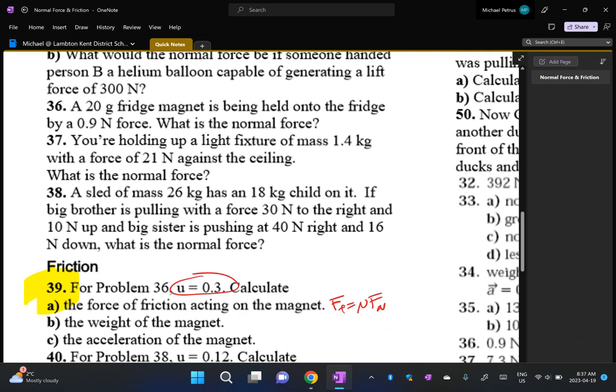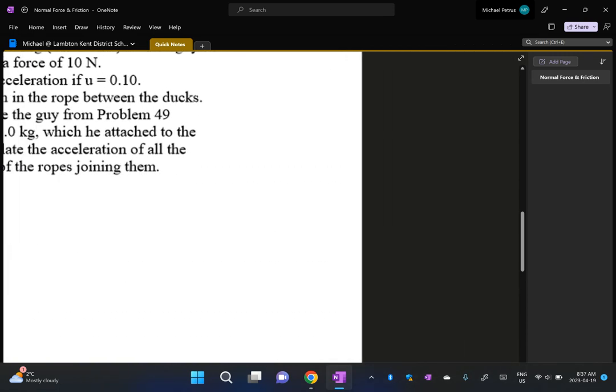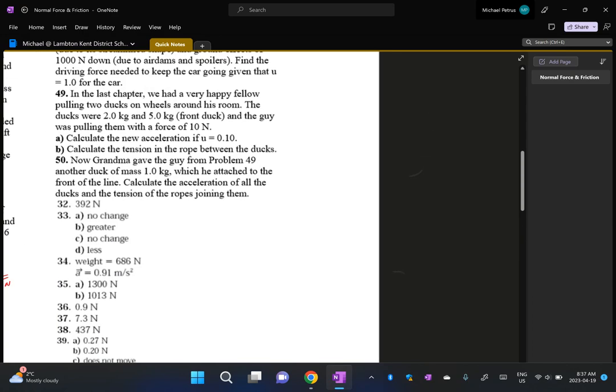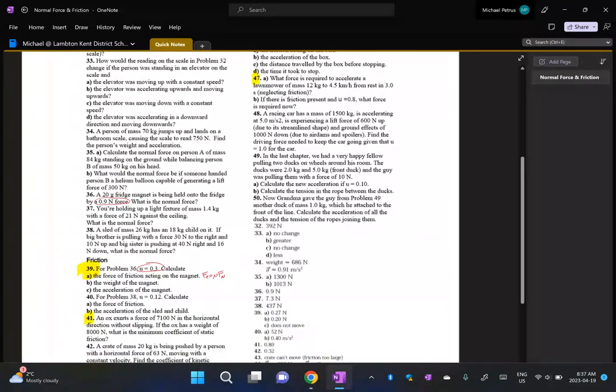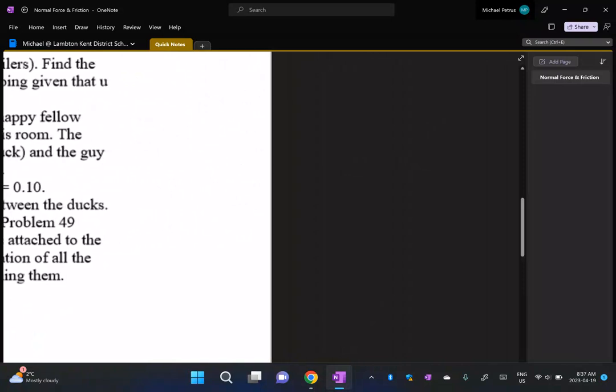It says a 20-gram fridge magnet is being held onto the fridge by 0.9 newtons of force. So I'm actually going to just draw this off to the side for you. This is like that example I did with the chalk brush, which was like 2 weeks ago now. But there's the fridge, there's the magnet. So if the magnetic force is 0.9 newtons in, then the fridge has to hold it out with the same 0.9 newtons. So that will be the normal force.